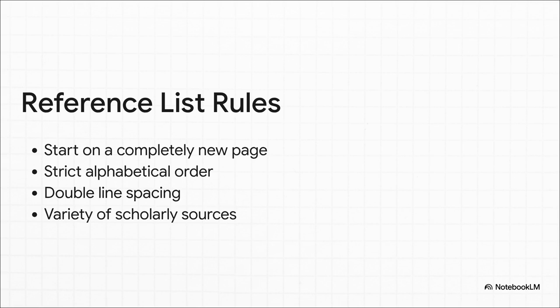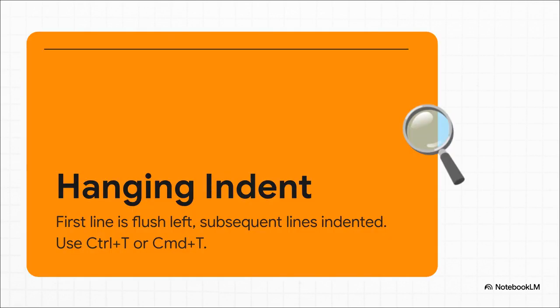And make sure you're bringing a solid mix of scholarly sources to the table. Peer-reviewed journals, academic books, highly credible institutional websites. Variety is key. For the final visual polish, you need the hanging indent. That's where the first line of a reference sits flush left, but every line after that is indented a bit to the right. Please, for the love of formatting, do not sit there hitting the spacebar manually. It's so easy. Just highlight your list and hit Control-T on a PC or Command-T on a Mac.